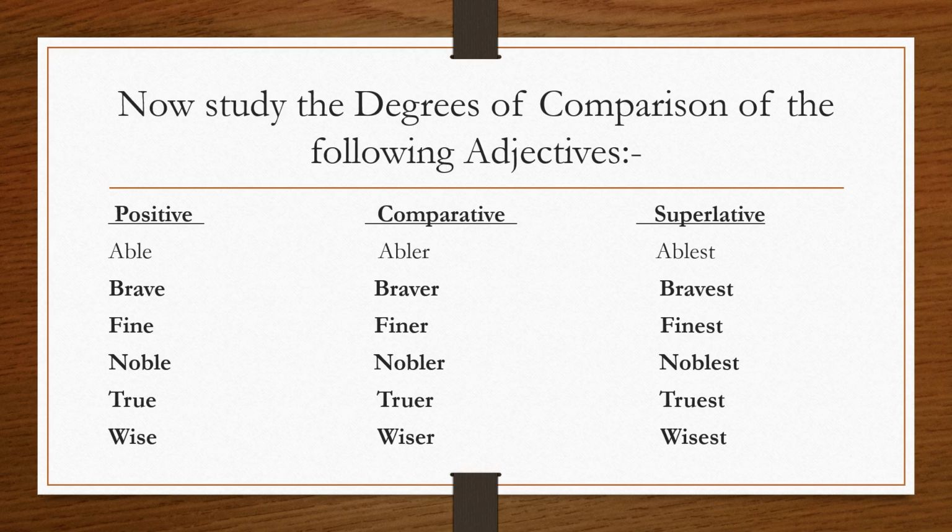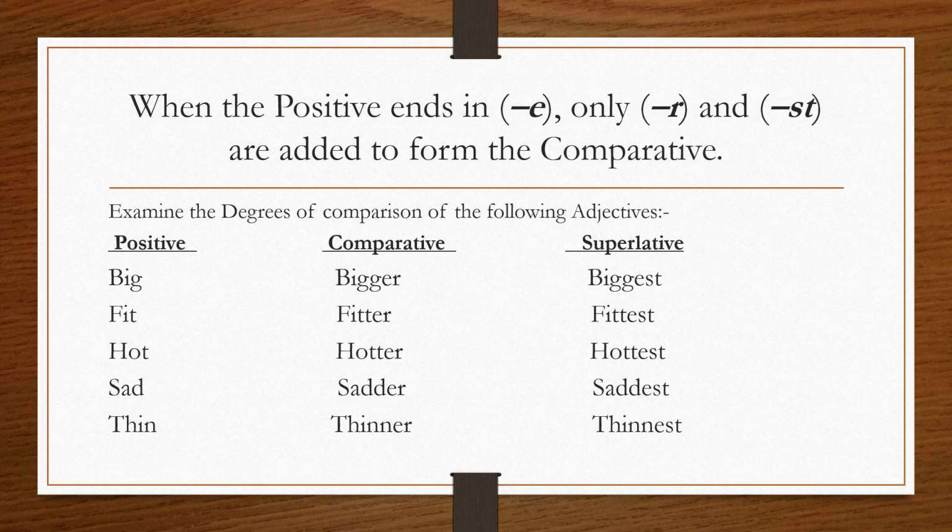Wise, wiser, wisest. When the positive ends in E, only R and ST are added to form the comparative and superlative. Big, bigger, biggest. Fit, fitter, fittest. Hot, hotter, hottest. Sad, sadder, saddest. Thin, thinner, thinnest.